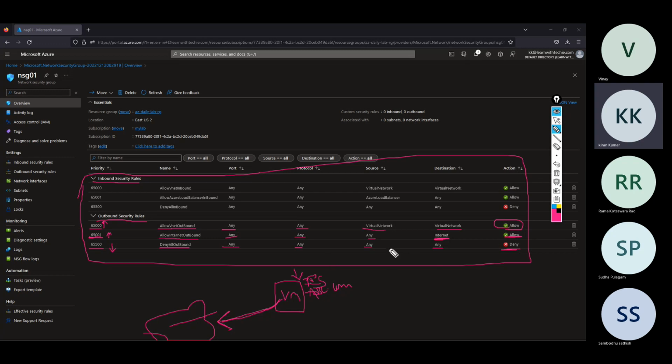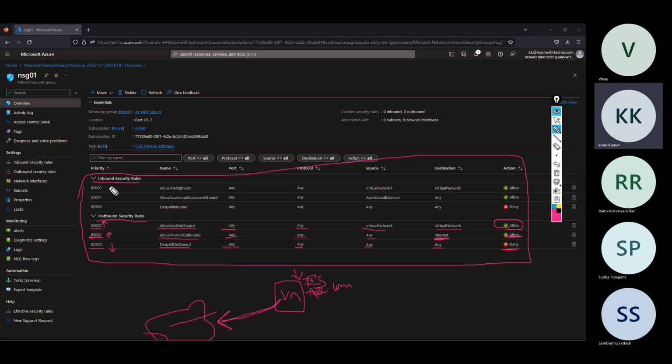It won't block it within the Azure platform. All the virtual networks will communicate with each other. By default, it won't block anything. Okay, any questions on outbound rules? If no, silence is clear.